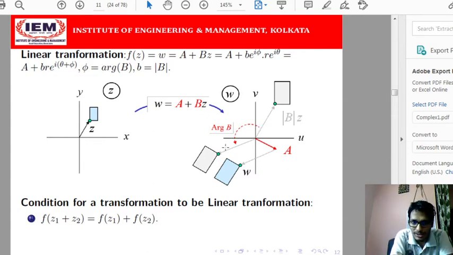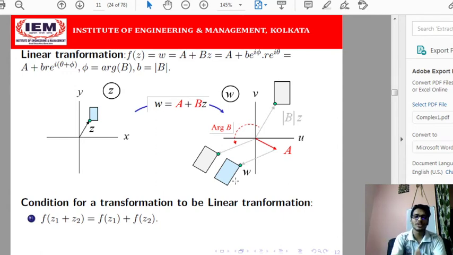That means phi amount. So this is the position of the vector z after magnification, and after rotation by phi amount it comes here. Now we translate by the amount a in the same direction. That means it is not rotated, it is only shifted from this position to this position, and the amount of translation is a. Now the ultimate position of w is this. So in the xy plane our z is this, and after doing this linear transformation we get w here. This is the linear transformation.